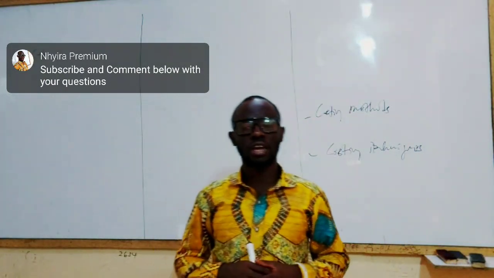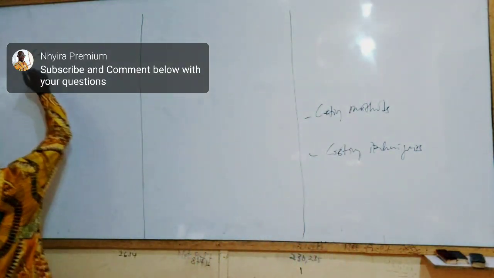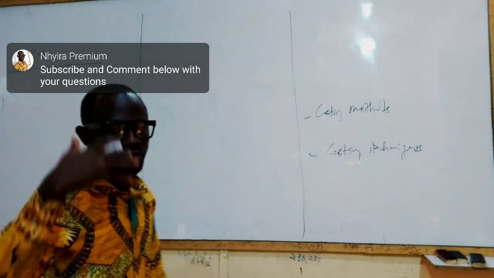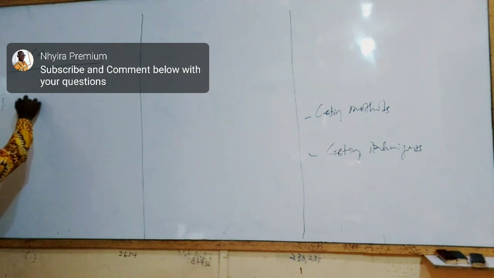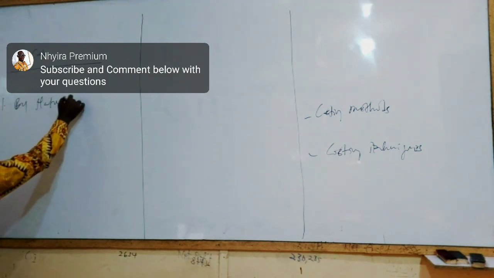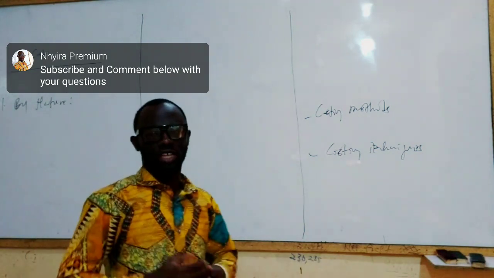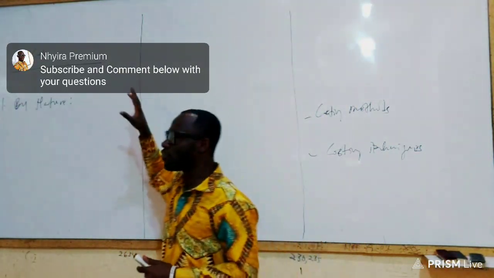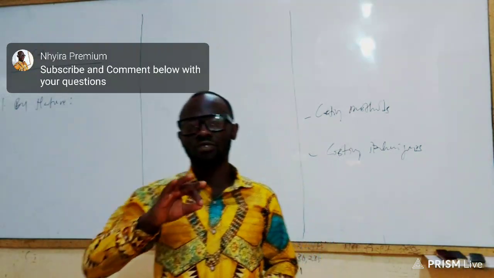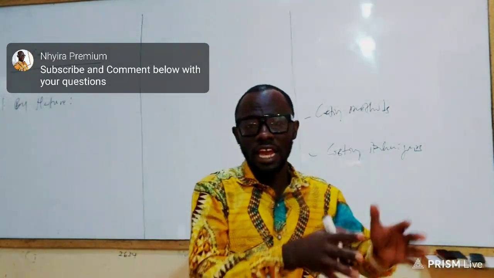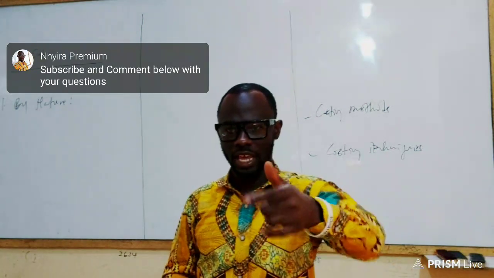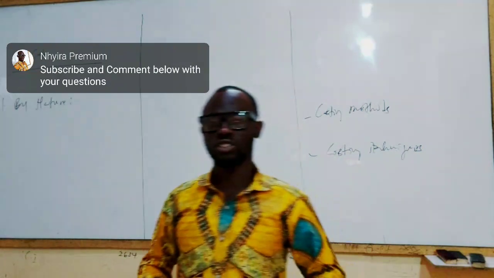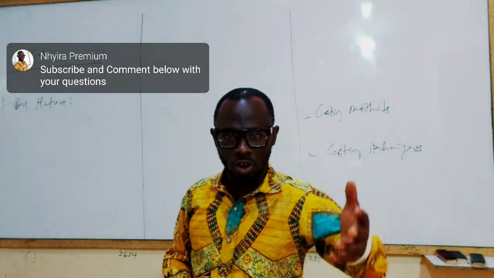So cost can be classified into various categorizations. The first one is classification of cost according to nature, or by nature. Now, what is classification of cost by nature? In simple language, we say that classification of cost by nature is the classification of cost according to the elements of cost. Let me take that again. Classification of cost by nature is simply the classification of cost according to the elements of cost.